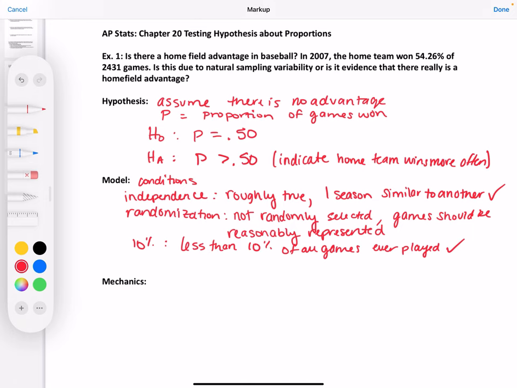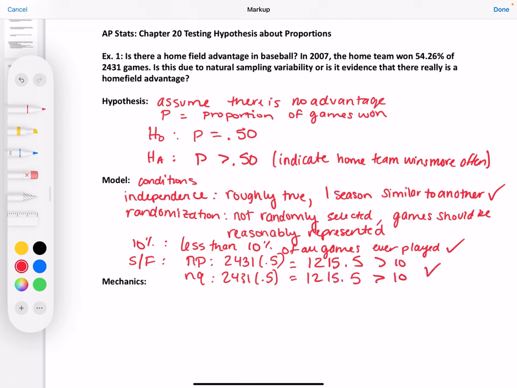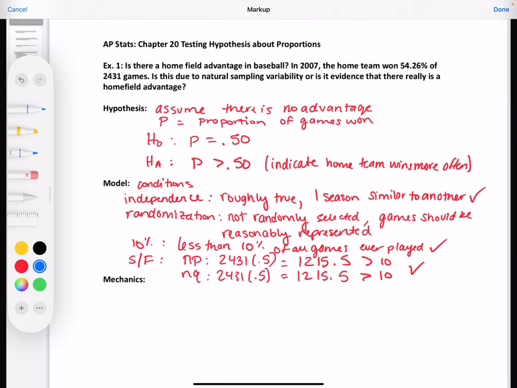And then success failure, NP and NQ would be 2,431 times 0.5 for both, which is going to be 1,215.5, which is both greater than 10. So it meets the conditions for a normal model and the one prop Z test.